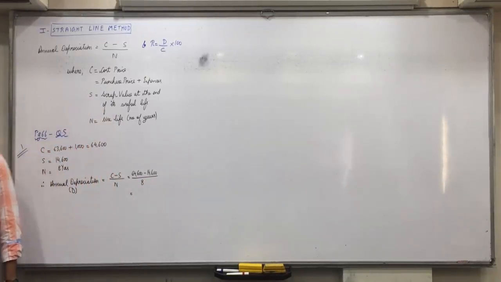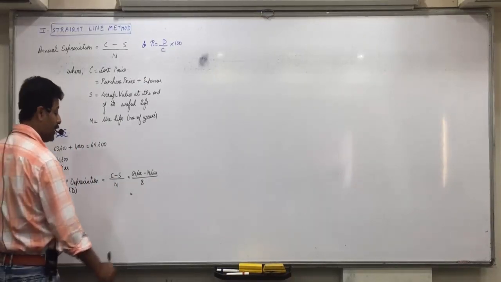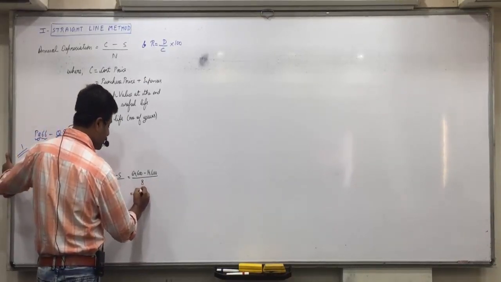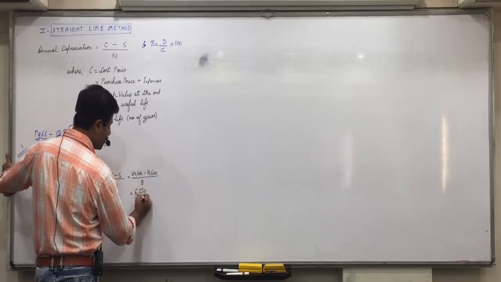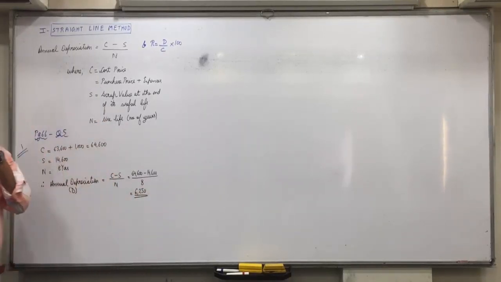Did everyone understand this? Yes. So do it: 50,000 divided by 8 is 6250. What would be the amount of annual depreciation? 6250. Raise your hand who did not understand this. All are clear with it?